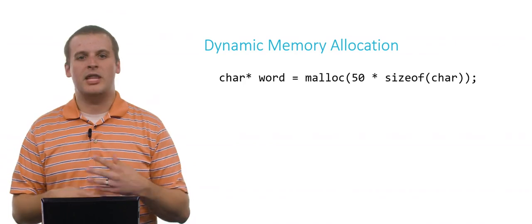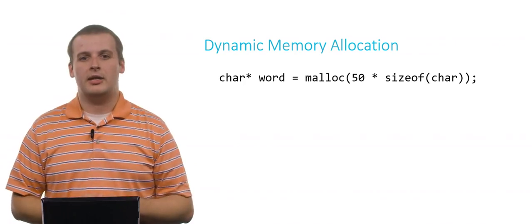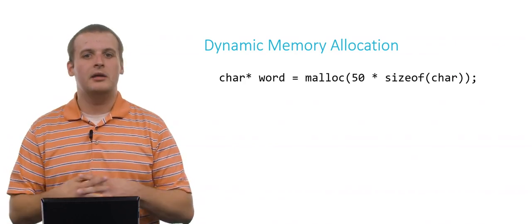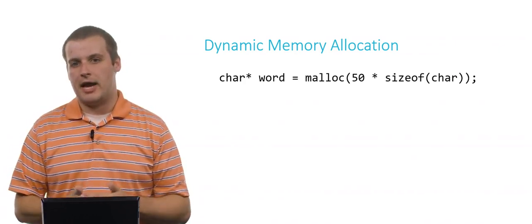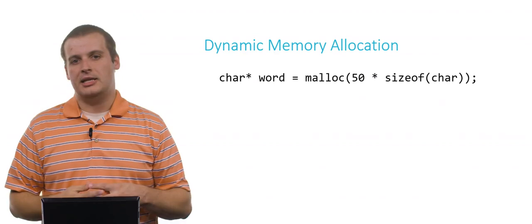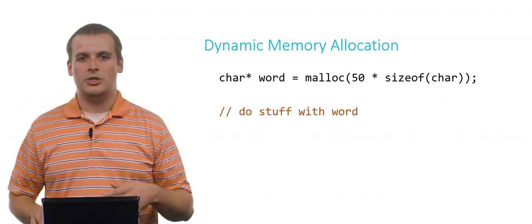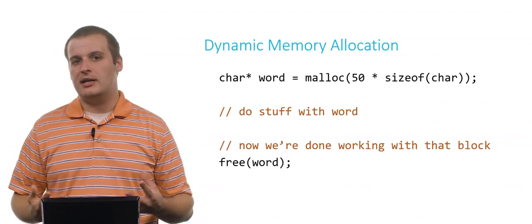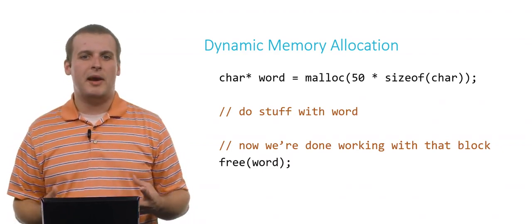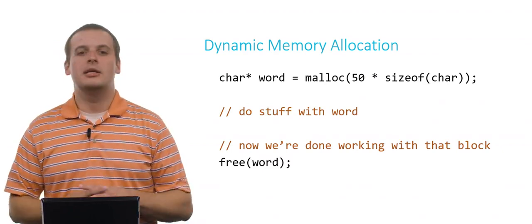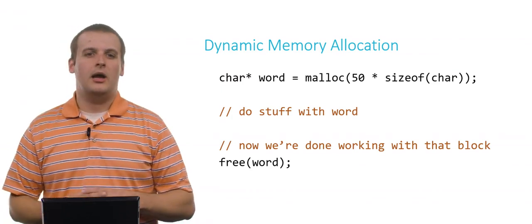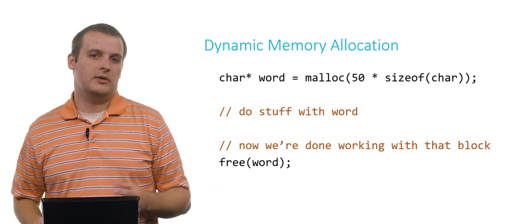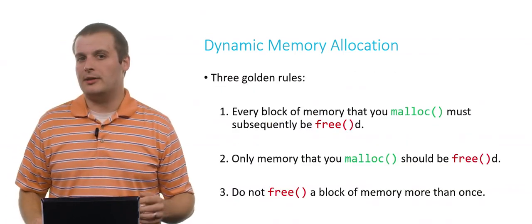So let's say we're in the middle of our program. We want to malloc 50 characters. We want to malloc an array that is capable of holding 50 characters. And when we get a pointer back to that, that pointer's name is word. We do whatever we're going to do with word, and then when we're done, we just free it. And now we have returned those 50 bytes of memory back to the system. Some other function can use them. We don't have to worry about suffering a memory leak because we have freed word. We've given the memory back because we're done working with it.